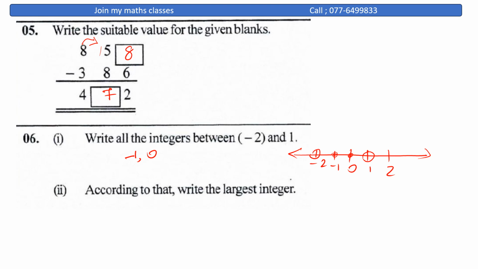integers, right? In this paper you don't have to draw this number line, you just have to give the answers only. So if you give this answer, it is right. According to that, write the largest integer. In this one, the largest integer is 0, because when you go to the right side in the number line, the value increases. When you go left, the value decreases.